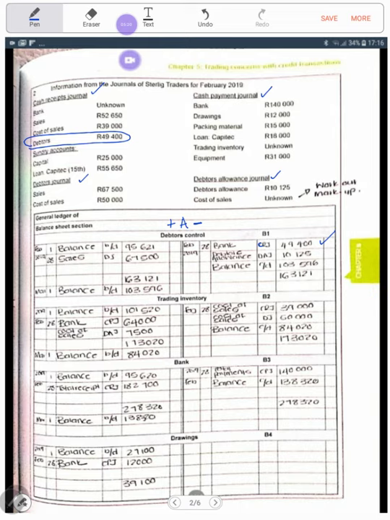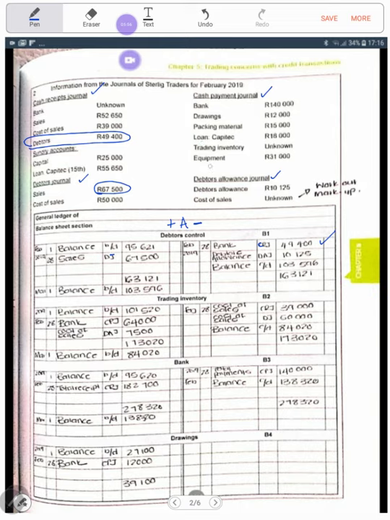And how much was it worth? 49,400 Rand. I then go on to my debtors journal. Did I sell goods on credit? Yes, I did. I sold goods worth 67,500 Rand. My date will be the 28th of Feb. Sales is the details. Which journal did we take it from? The DJ, and it was worth 67,500.